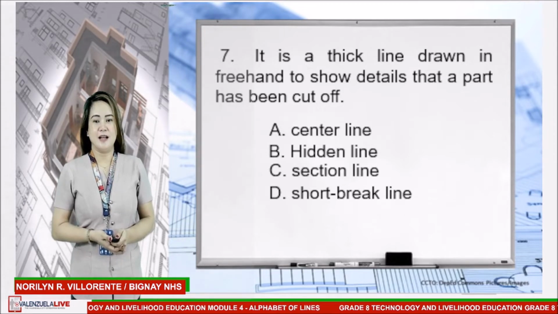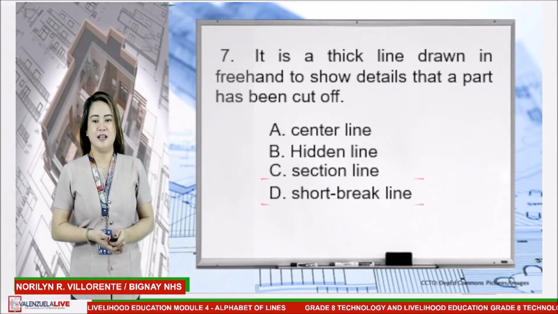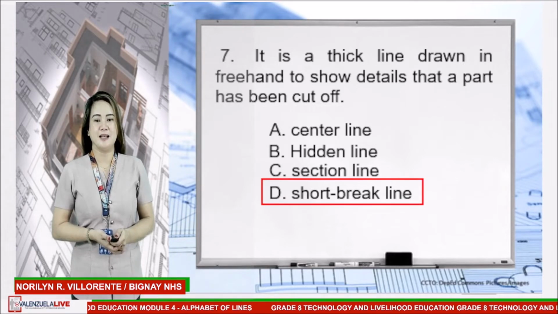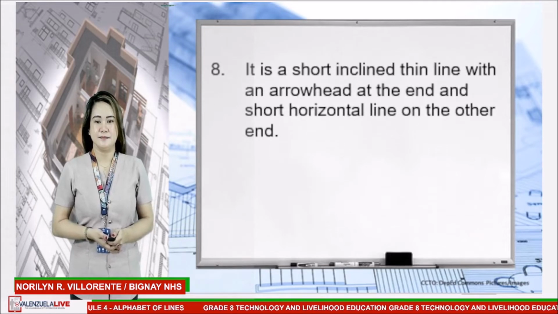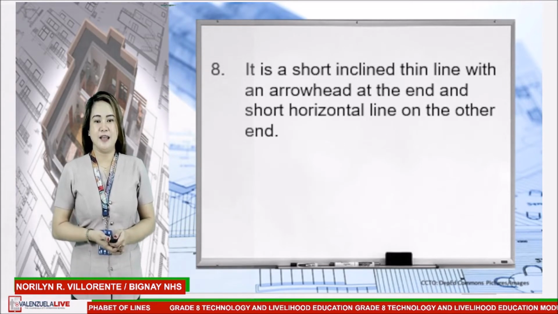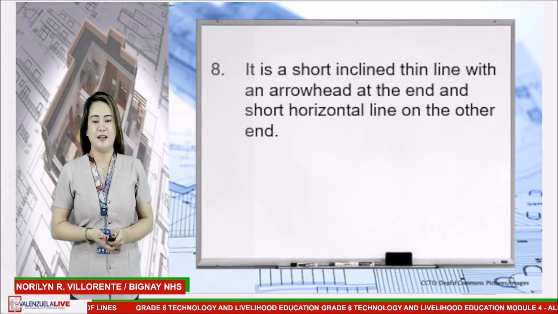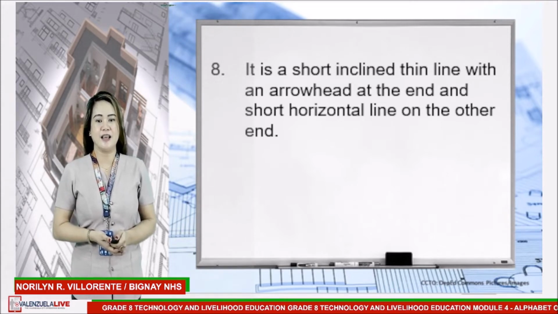Time is up. The correct answer is letter D, short break line. Good job, class. Number 8. It is a short inclined thin line with an arrowhead at the end and short horizontal line on the other end.